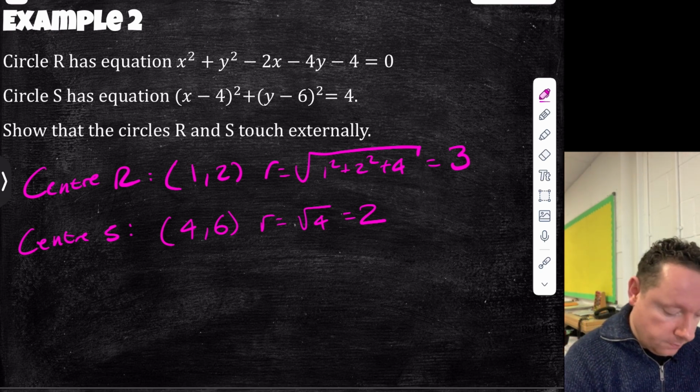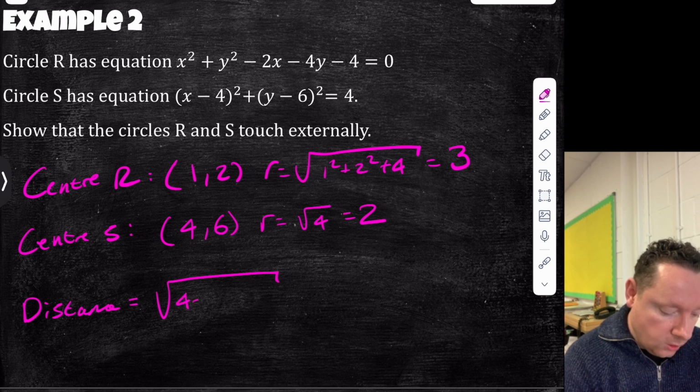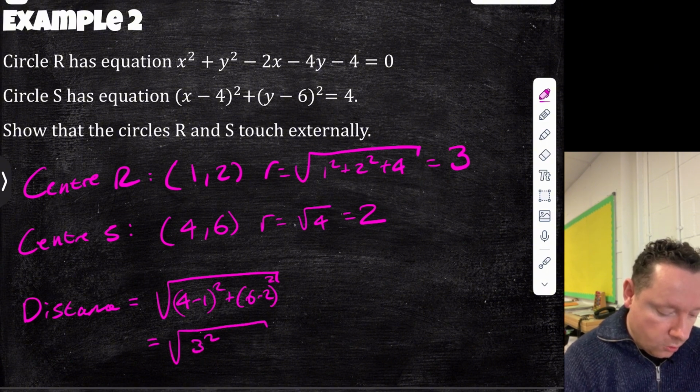So the distance, using the distance formula, is equal to the square root of (4 minus 1) squared, plus (6 minus 2) squared. 4 minus 1 is 3 squared. 6 minus 2 is 4 squared. That's 9 plus 16 is 25, which is 5.